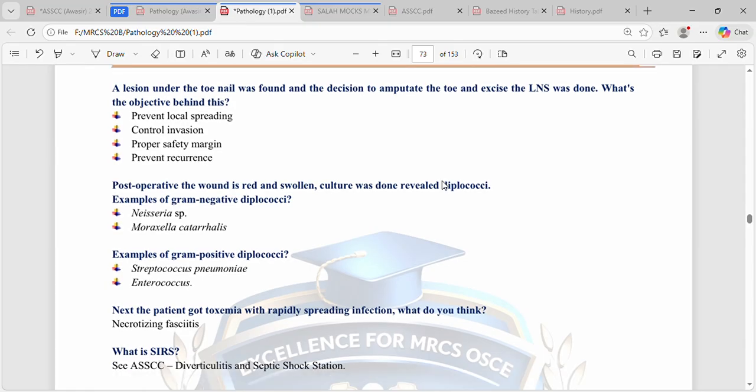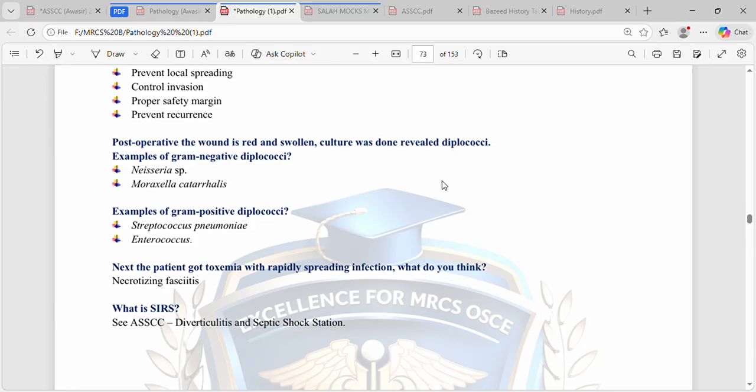A lesion under the toenail was found, and the decision to amputate the toe and excise the lymph nodes was made. What's the objective behind this? Prevent local spreading of the tumor, control invasion, proper safety margin, and prevent recurrence. Post-operative, the wound is red and swollen. Culture was done to reveal diplococci.